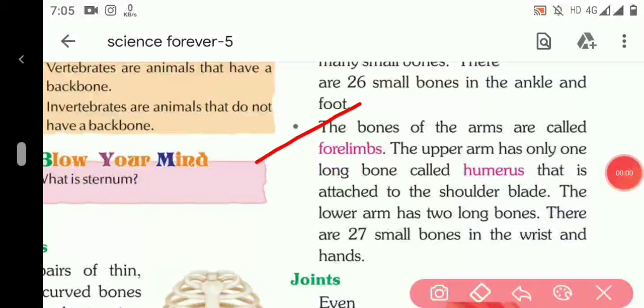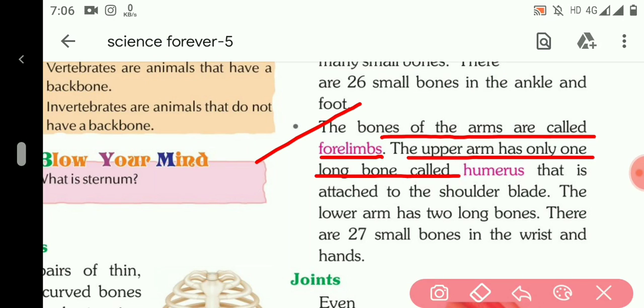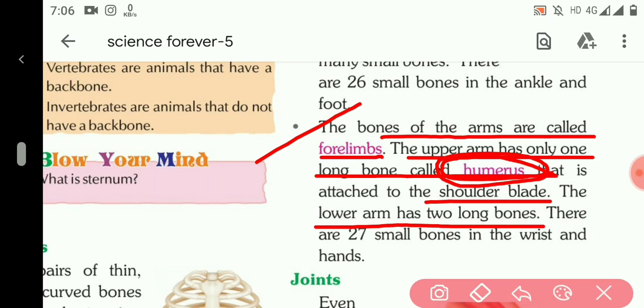Second, we will study the bones present in the arms. The bones of the arms are known as forelimbs. The upper arm has only one long bone, which is known as the humerus, and it is attached to the shoulder blade. The lower arm has 2 long bones. There are 27 small bones in the wrist and hands of our body.